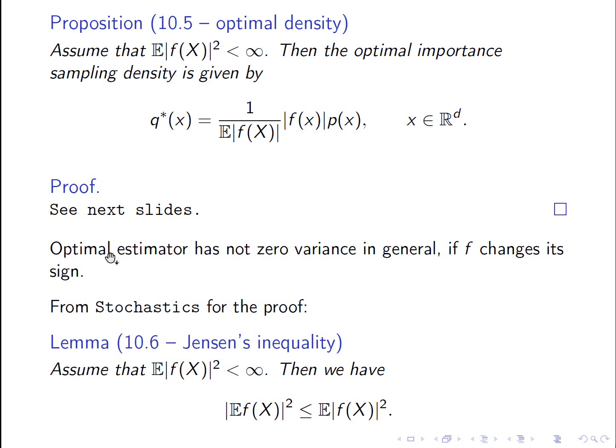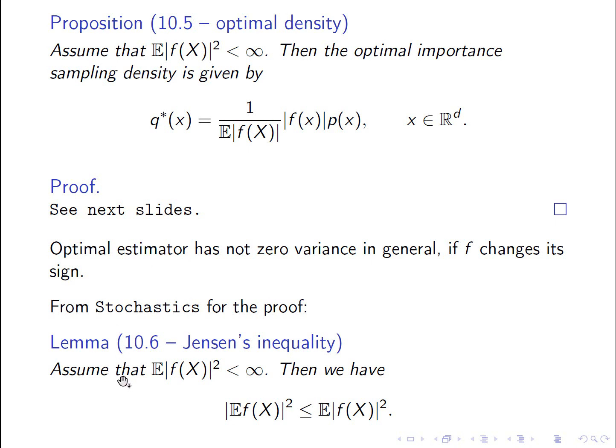And as I said, the optimal estimator has not zero variance. In general, f changes its sign. Okay, and for the proof, we need again Jensen's inequality, now in the general framework. Actually, the Jensen's inequality before was for discrete distributions, and here it is now for general distributions.